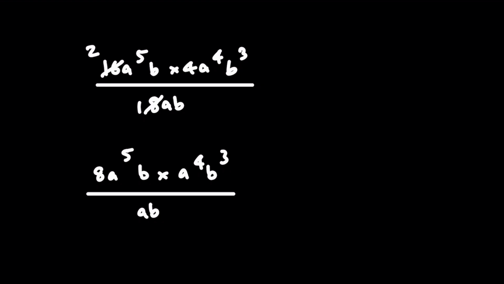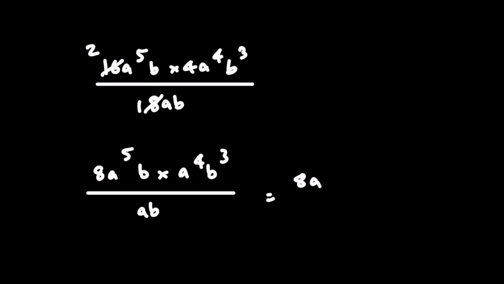Next, I can just add and subtract the indices of certain bases. So we have a to the power of 5 times a to the power of 4, and that becomes a to the power of 9. So 8a to the power of 9. And we can see that b to the power of 1 times b cubed is simply b to the power of 4. And I can divide that by ab.